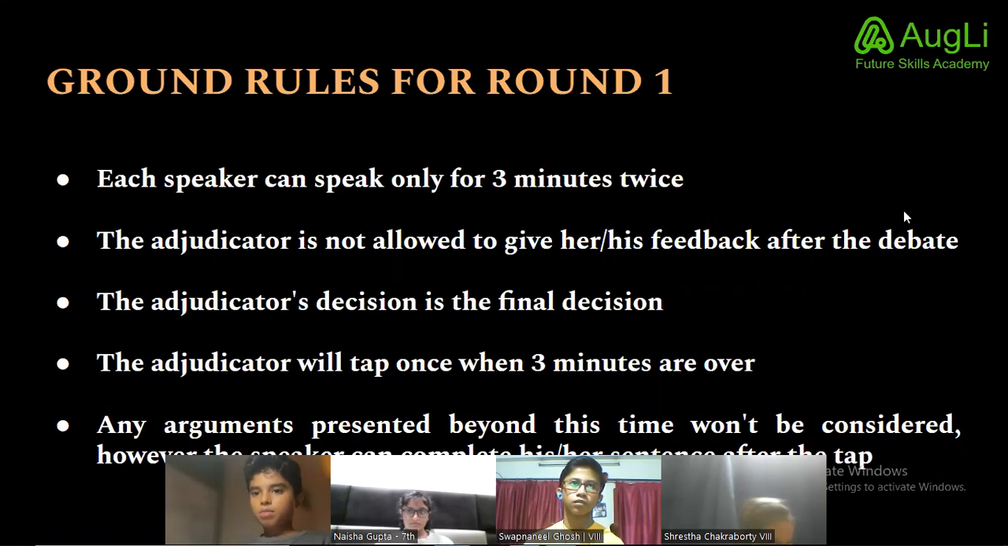All right, moving on. So here, there are some ground rules for round one, which I'm going to go through really quickly because I've already talked about them at length.